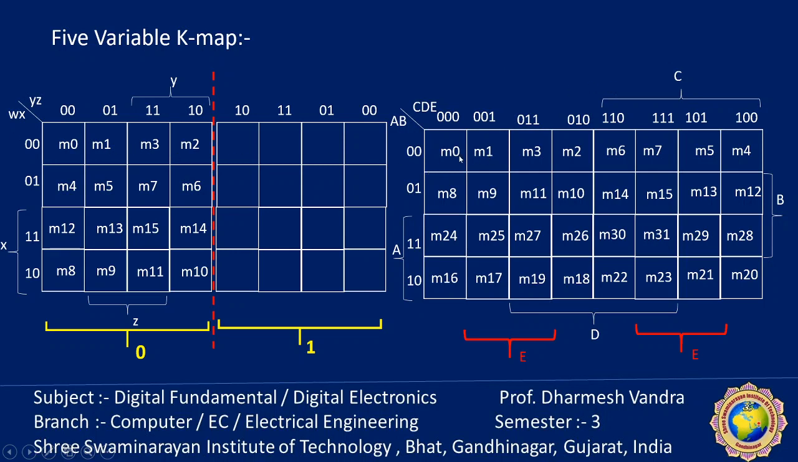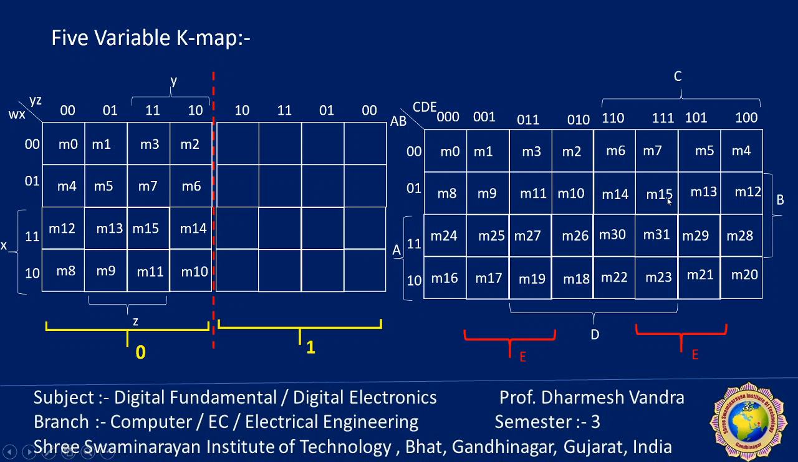M0, M1, M2, M3 are similar, but now M4 is 0 0 1 0 0, then 0 0 1 0 1 is M5, 0 0 1 1 0 is M6, and 0 0 1 1 1 is M7. The value of this cell starts from here 0 0, then M7 will become 1 1 1. Then M8, M9, M10, M11, 12, 13, 14, 15.